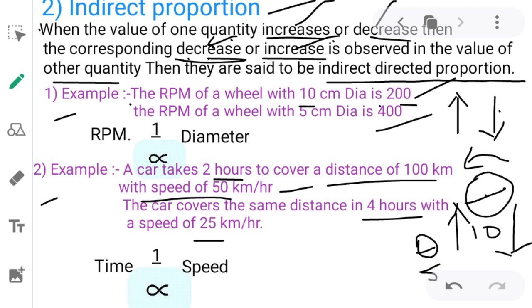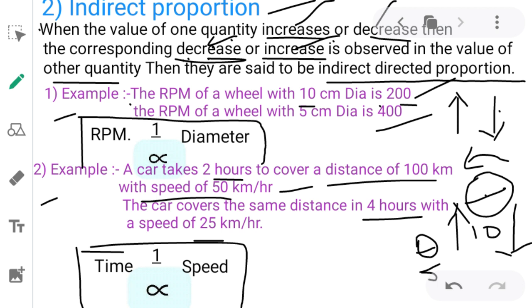That is, time is inversely proportional to the speed. This is the inverse proportion, which we indicate by 1 by alpha. Here in the RPM case also it is 1 by alpha. So in this way we can explain the relation between any two quantities.